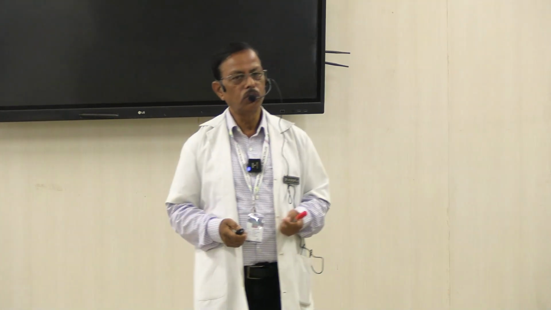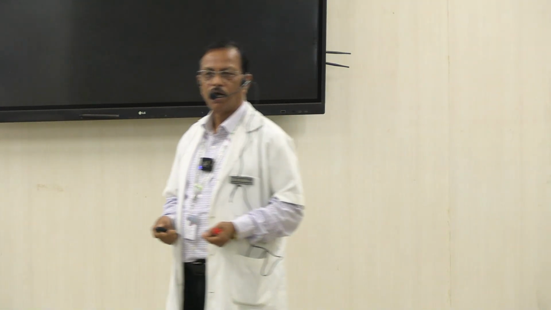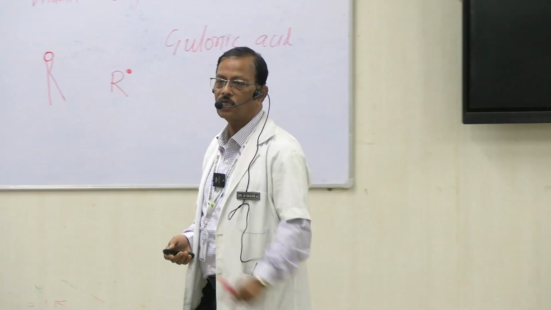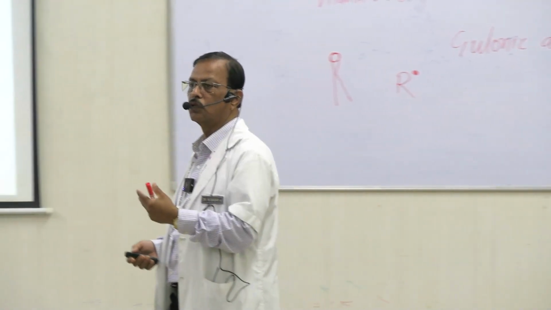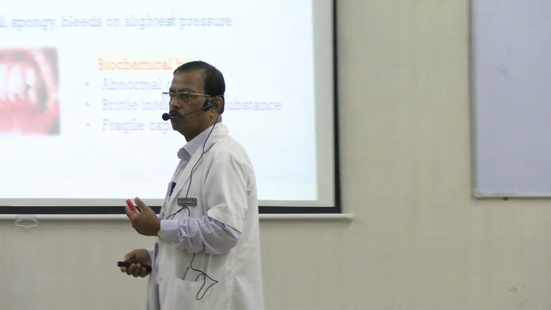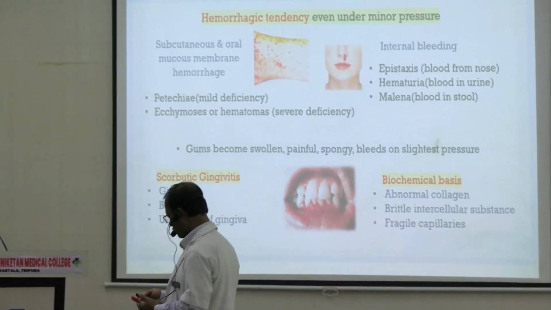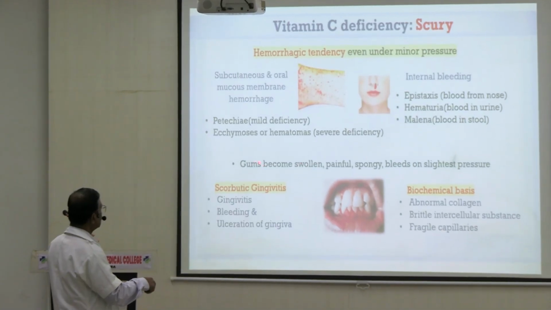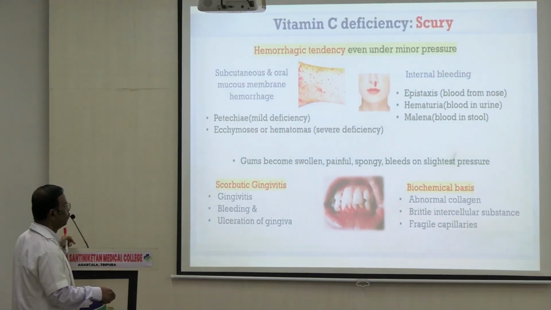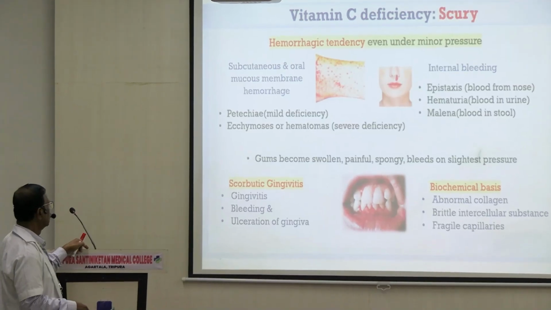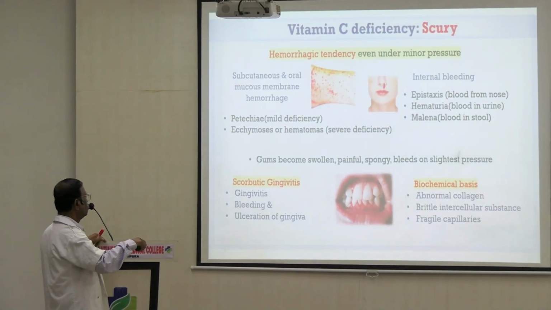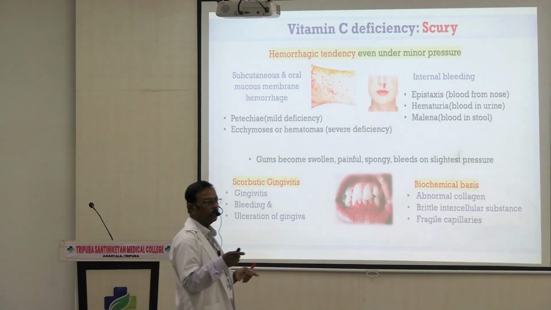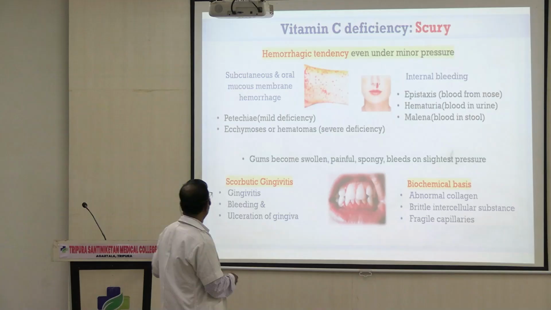Now, it may be due to injury also. If your brush hurts the gum, it may be due to injury, but it may be due to vitamin C deficiency also. But in vitamin C deficiency, other signs will be there. Swollen gums will be there, painful gums will be there. So in case of vitamin C deficiency, the gums will be swollen, painful, spongy, and bleed on slight pressure. This is called scorbutic gingivitis. Inflammation of the gum is termed gingivitis.